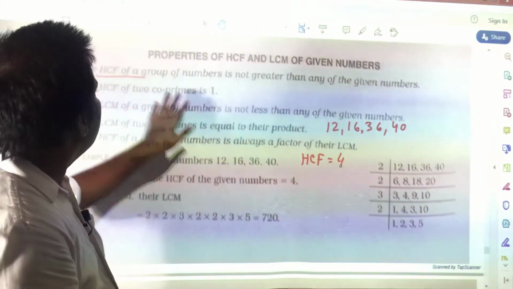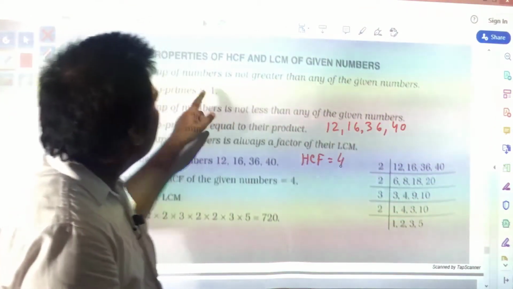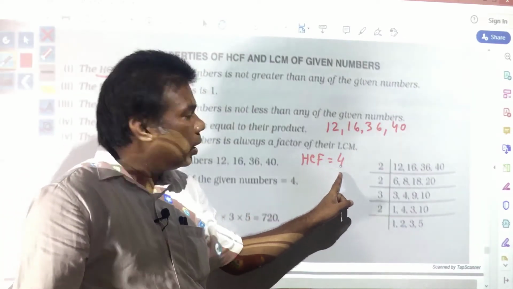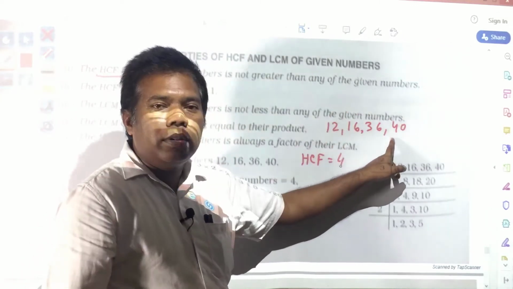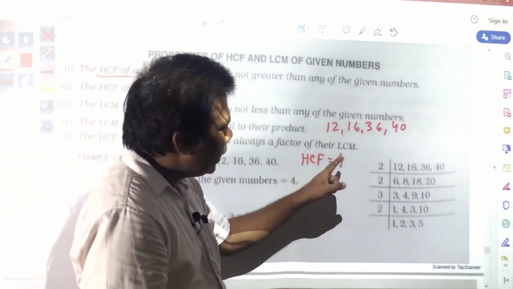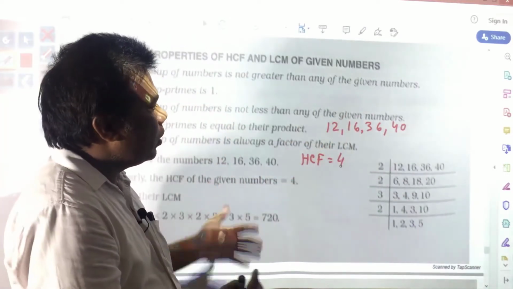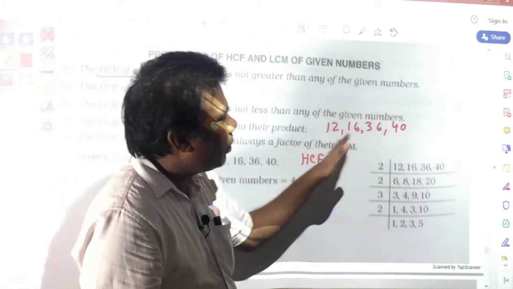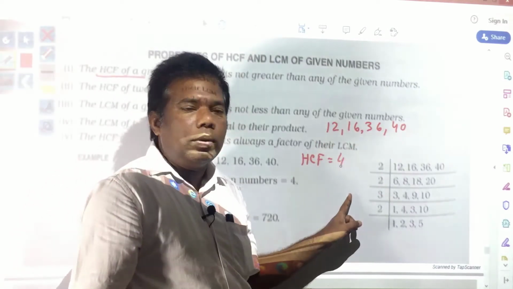So, what property has been written? The HCF of a group of numbers is not greater than any of the given numbers. The HCF we found, 4, is lesser than each and every number in the group. It means the HCF of a group of numbers cannot be greater than these numbers. You can check this yourself: if you find the HCF of a group of numbers, that HCF cannot be greater than those numbers.